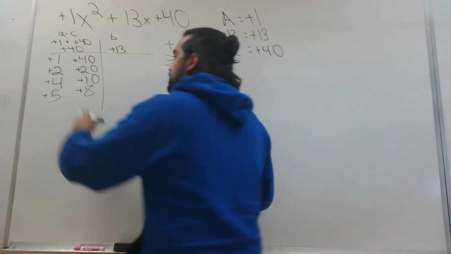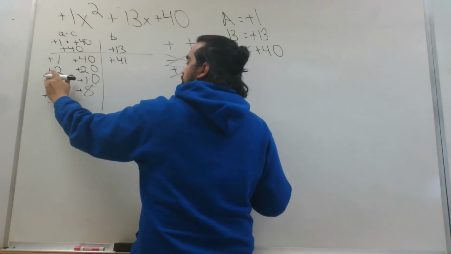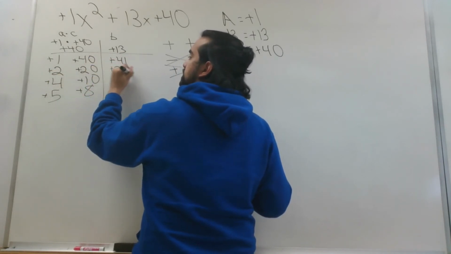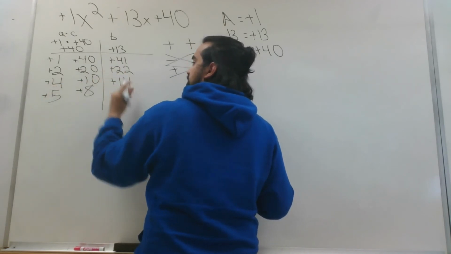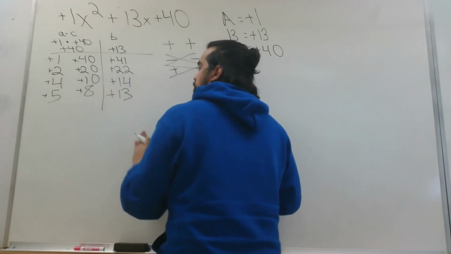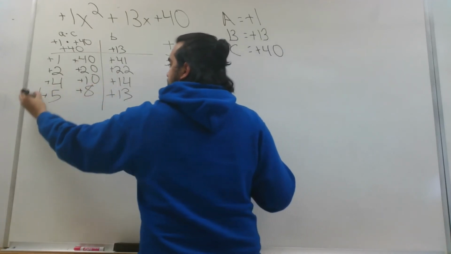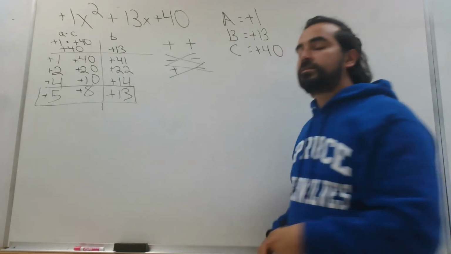So we could say positive 1 plus 40 gives you positive 41. Positive 2 plus 20 gives you positive 22. Positive 4 plus 10 gives you positive 14. Positive 5 plus 8 gives you positive 13. And the number I'm looking for is positive 13. So my answer is positive 5 plus 8.